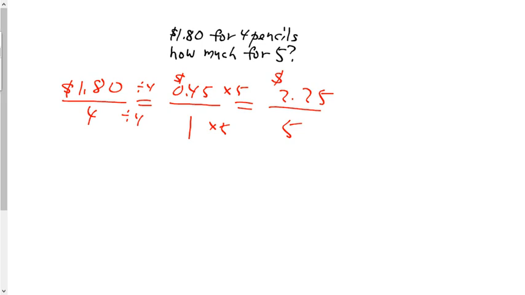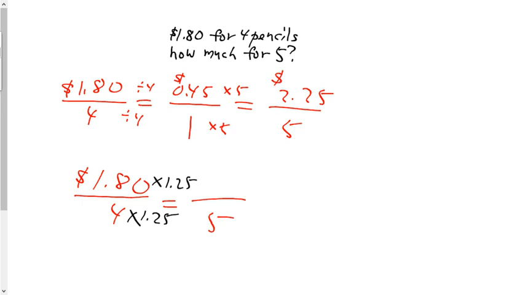That method is called what? Unit rate method. Another way they could have set it up is just as a proportion. $1.80 for 4 is equal to how much for 5? What did you multiply 4 by to get 5? The answer is 1.4. Oh, no, hold on. It's 1.25.